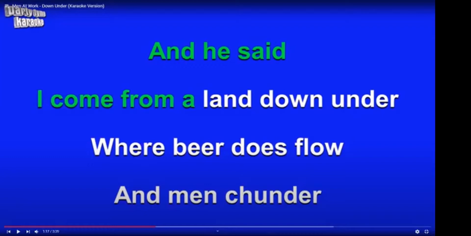Why does this sentence have the word "does" in there? It's not a question. If it were a question, it would say, "where does beer flow?" Right? It's not a question, it's a statement. So why do we have the word "does" in a statement if it's not a question?